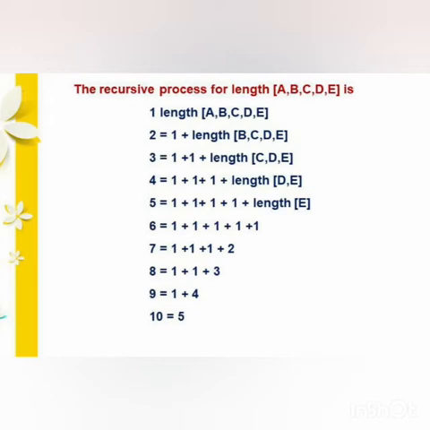Then the next step is we have to add 1 by 1. So the last, 1 plus 1 is 2. Then 2 plus 1 is 3. Then 3 plus 1 is 4. Then 4 plus 1 is 5. So at last we found the length of A, B, C, D and E, that is 5. So these are all the step-by-step recursive process to find the length.